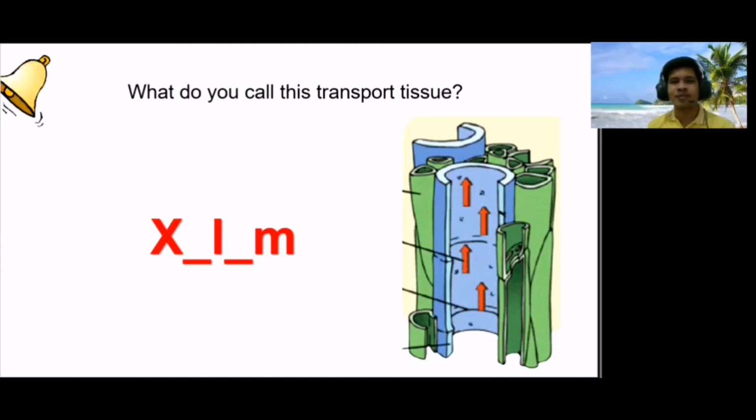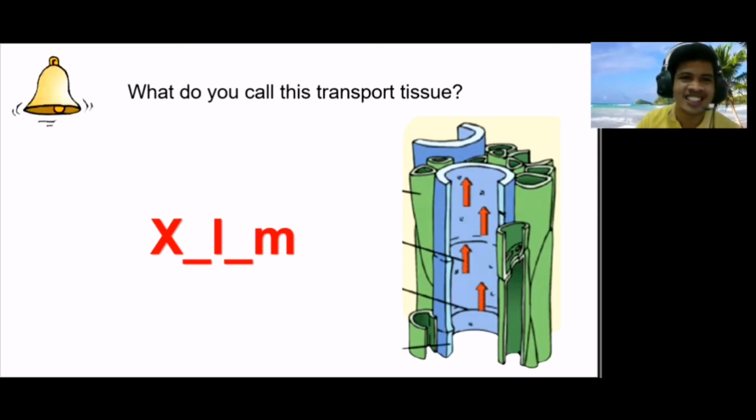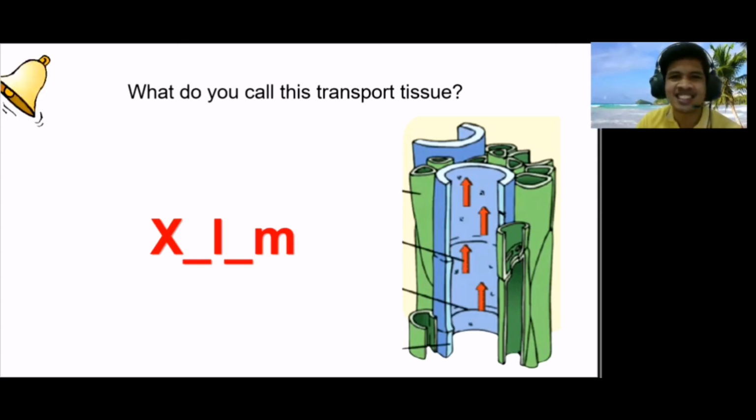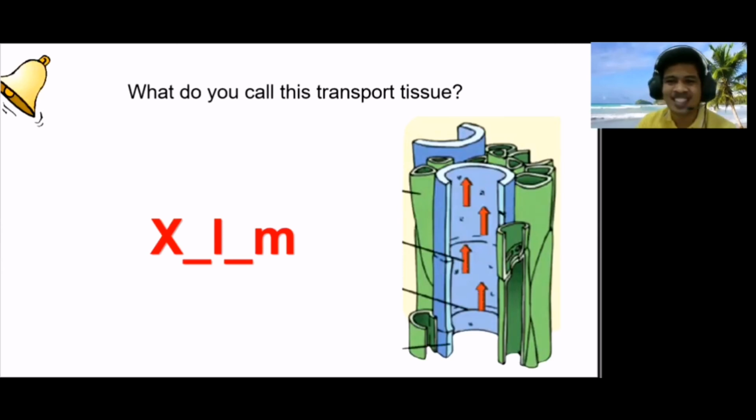It's called xylem. Okay, how do you spell that, Oi? XYLEM. All right, very good. XYLEM, xylem. Okay, very good, Yok. I have very good students today.